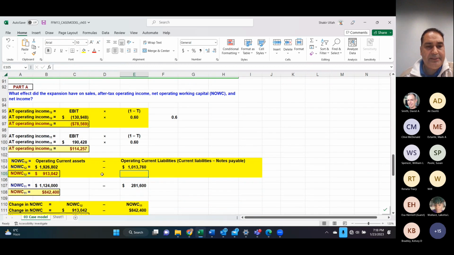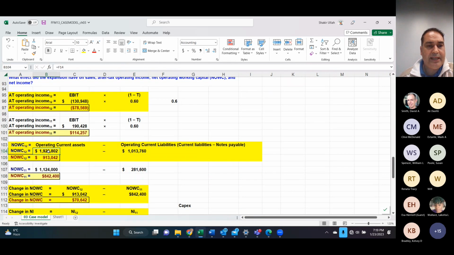So now what we got here, we got the operating current assets and we got the operating current liabilities. What will be the net operating working capital? That will be the difference between the two. Operating current assets minus operating current liabilities. So here we go. We get that net operating working capital. Now, what does that number mean?